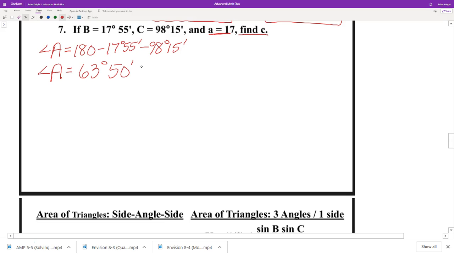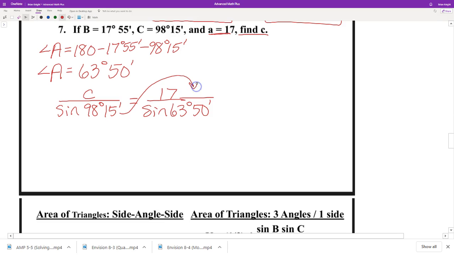Now we can find side C. So I'm putting C on top because I always want my variable on top. So C over the sine of 98 degrees, 15 minutes equals, now we know A, so 17 over the sine of angle A, which is 63 degrees, 50 minutes. And again, just like all the rest of them, we're going to move that sine of 98 degrees, 15 minutes over to the top. And we put it in our calculator.